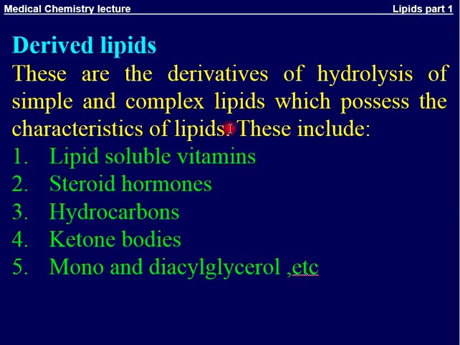Derived lipids are derivatives from the hydrolysis of simple and complex lipids. Hydrolysis gives us compounds which possess the characteristics of lipids. These include lipid soluble vitamins, steroid hormones, hydrocarbons, ketone bodies, and mono and diglycerols, etc.